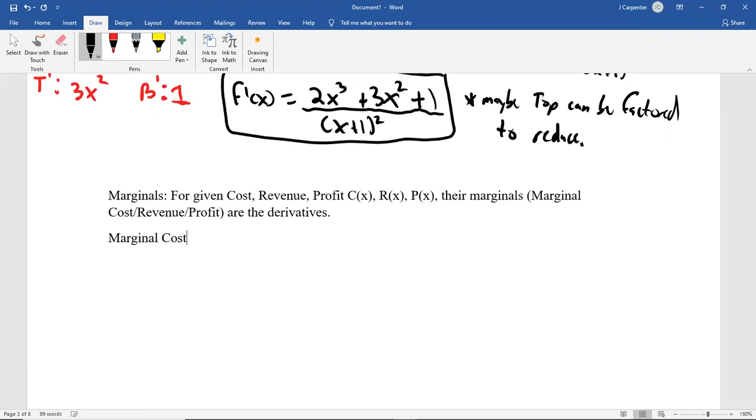Marginal cost is C prime of x. Marginal revenue is R prime of x. And marginal profit is P prime of x.